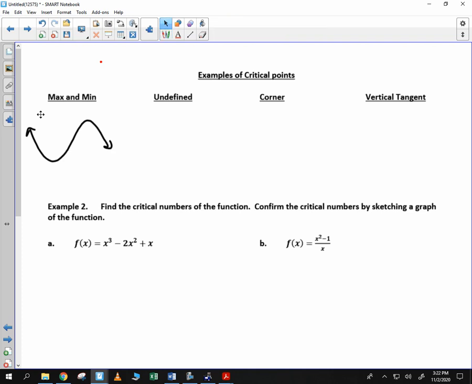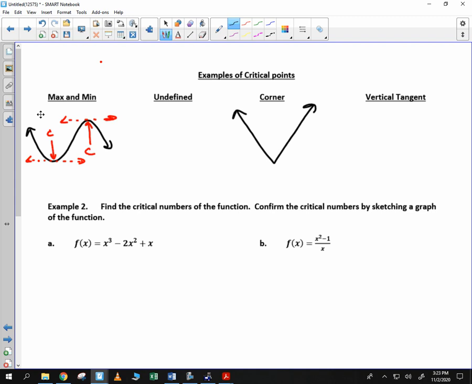So you have this C value right here where you have a critical point, C value right there where you have a critical point, because the derivative is equal to 0 at that spot. And then you have another spot where we have critical values. I'll skip the undefined, but like a corner. So, the derivatives do not exist at corners. Because they do not exist at corners, that's a critical point.